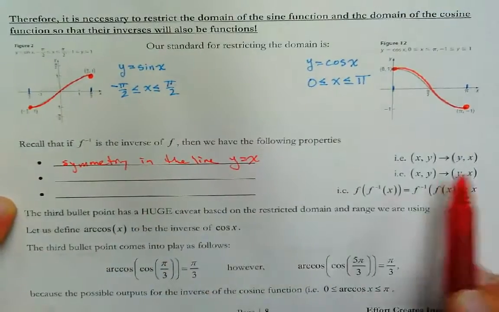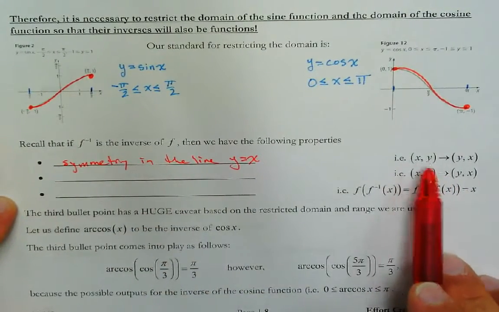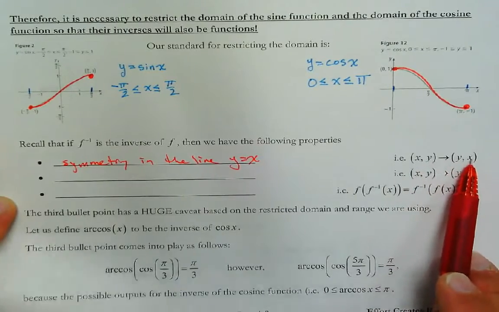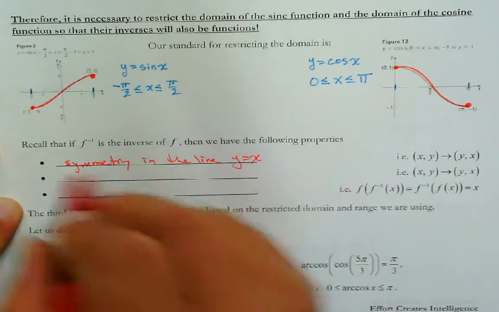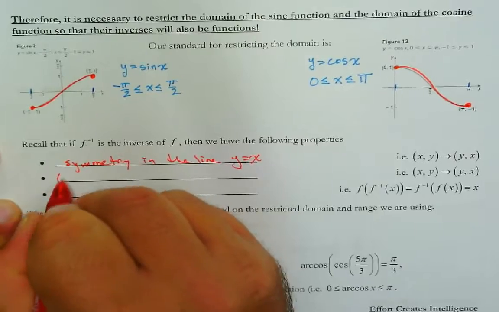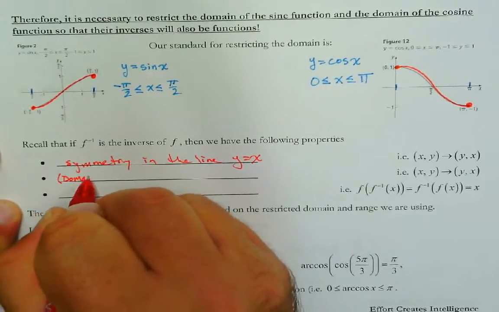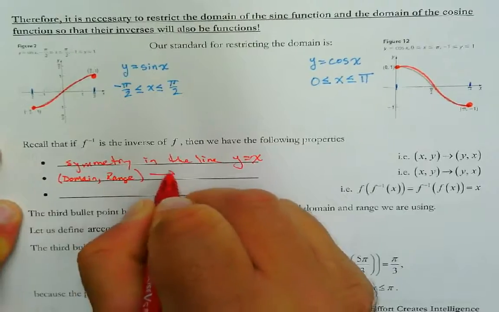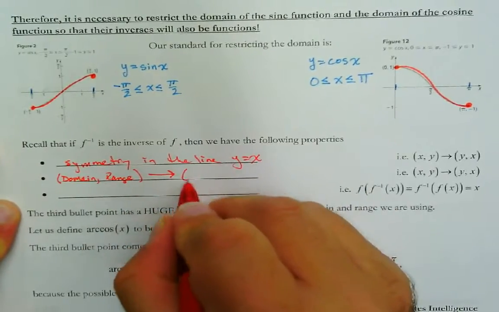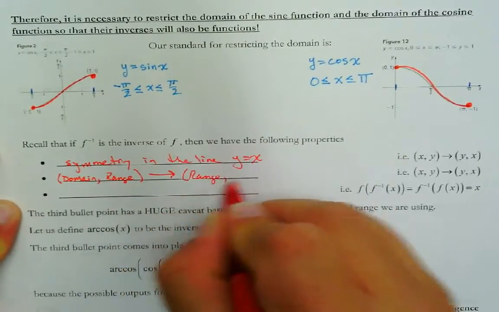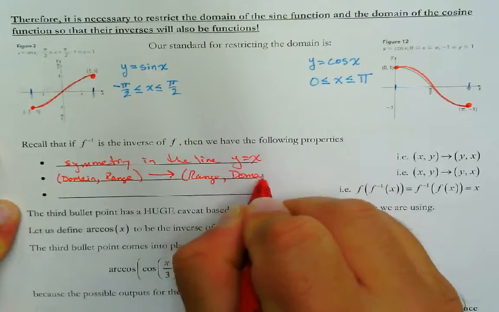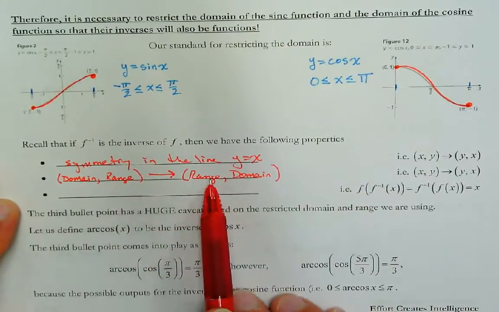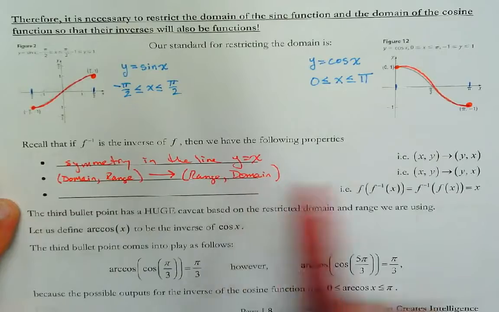In the line y equals x. So in other words, if I have some xy coordinate, it'll change to be a yx coordinate. Another way to talk about that is that the domain and range of one function becomes the range and domain of the other. So domain changes to range, range changes to domain.